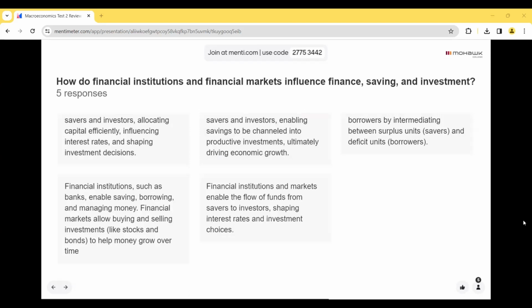Financial institutions and markets enable the flow of funds from savers to investors, shaping interest rates and investment choices.